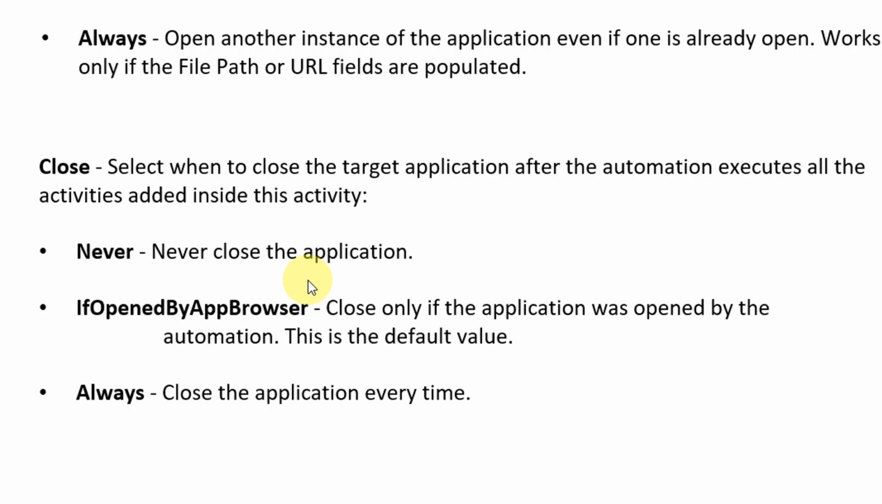Let's say you are writing an automation where you want to close the browser or the application only if it is opened by that activity, you use this one. And always means always close the application. In the open, the default value is if not open. Here the default value is if opened by the app browser. So if you leave this blank, this is the default settings, right?